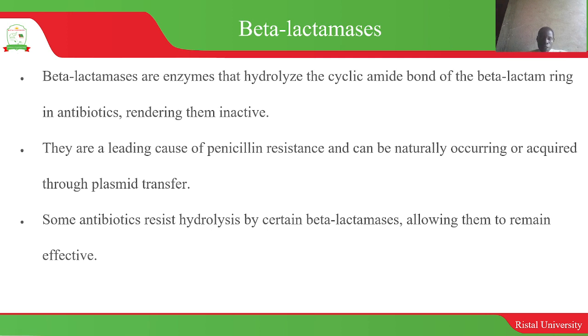We look at the beta-lactamases. We said beta-lactamases are enzymes that hydrolyze the cyclic amide bond of the beta-lactam ring in antibiotics, rendering them inactive. They are a leading cause of penicillin resistance and can be naturally occurring or acquired through plasmid transfer. Some antibiotics resist hydrolysis by certain beta-lactamases, allowing them to remain effective.